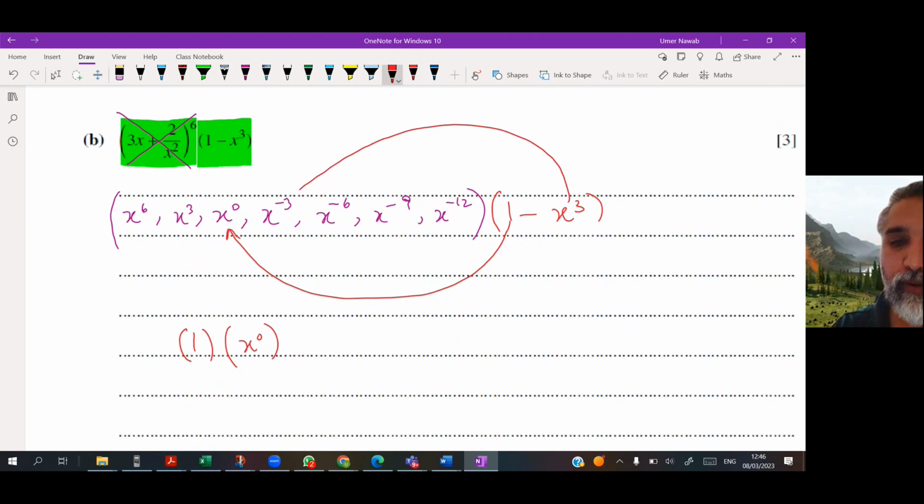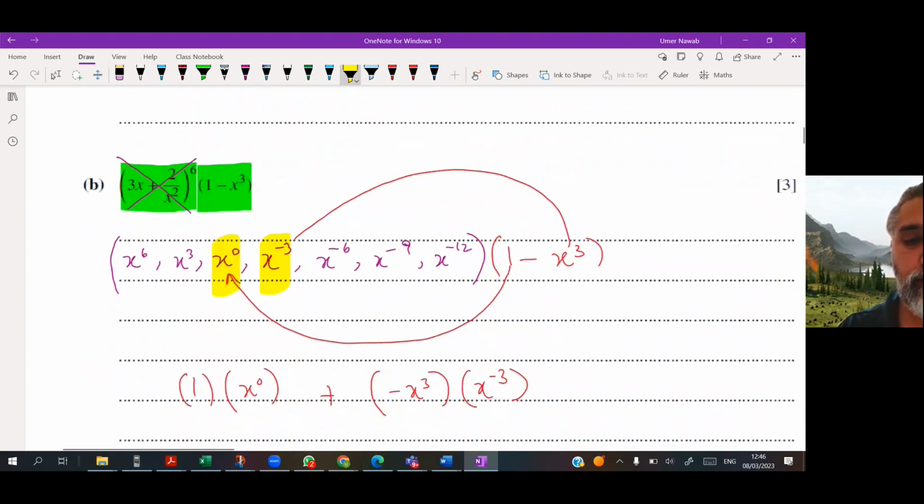And x cubed multiplies with this term. Minus x cubed multiplies x minus 3. Now, you need to understand how these two terms will be written. This term is already found by us. That was 4860. So I'm going to write here 4860, 1 multiplied with 4860. I want this one, so this is the fourth term.